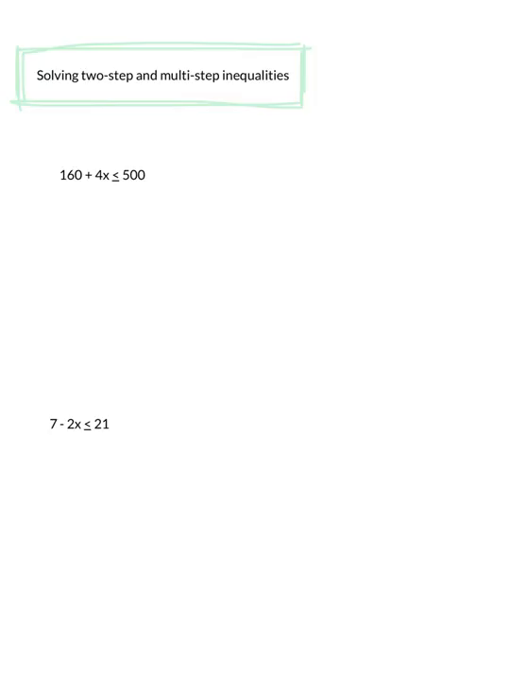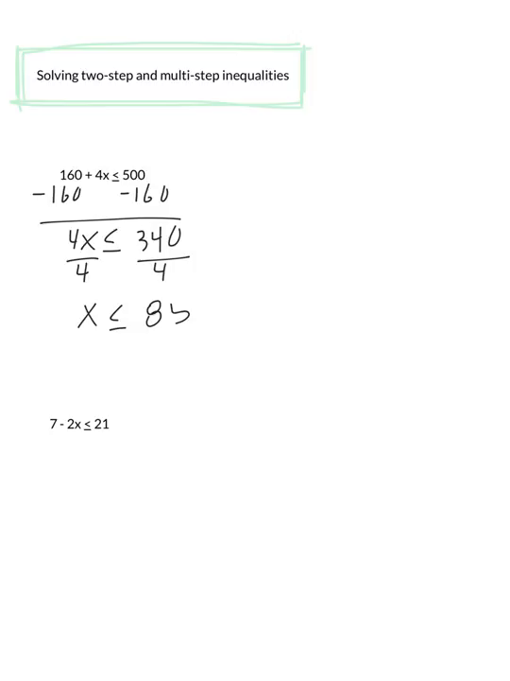So the first problem is 160 plus 4x is less than or equal to 500. So we are going to subtract 160 from both sides. And we have 4x is less than or equal to 340. Then you're going to just divide by 4. x is less than or equal to 85.